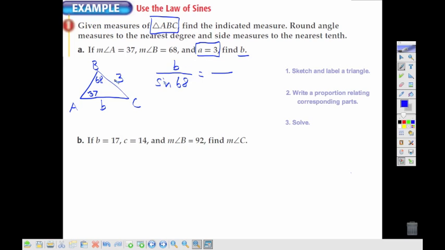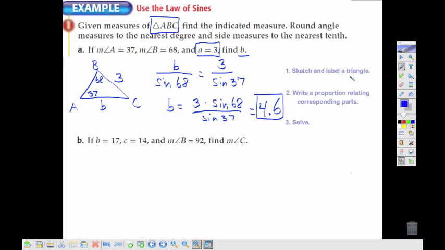Since I started with the side on top, I'm going to start with the other side here. We know that 3, and the angle opposite of that, 3 is opposite of 37. I will solve that then by multiplying both sides by the sine of 68, which will give me 3 times the sine of 68 all over the sine of 37. And I can plug it into my calculator just like that. Just make sure that your division bar is going over everything. And that's going to come to 4.6. They did ask for the nearest tenth, so that would be my answer.